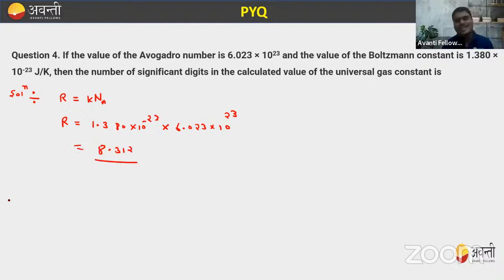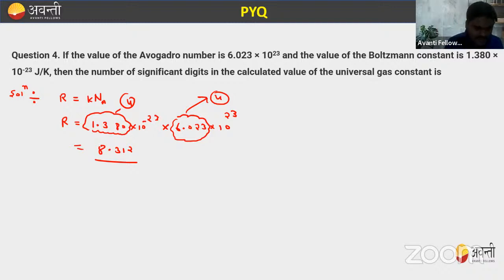We already know this thing. R is equal to 8.314 into 10 to the power minus 3 in terms of kilojoule, or 0.0821 in terms of joule. Since K and N both have four significant figures, how many significant figures are there here? Tell me quickly. Four significant figures. And here how many are there? Four significant figures, right? So in both, how many significant figures? Four, four.